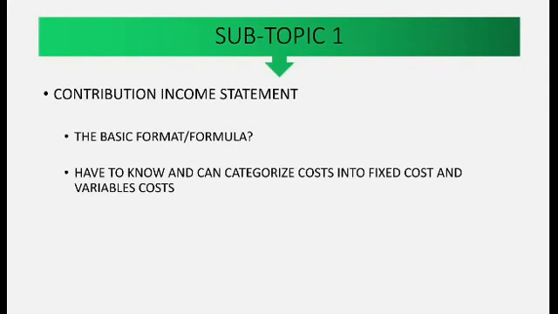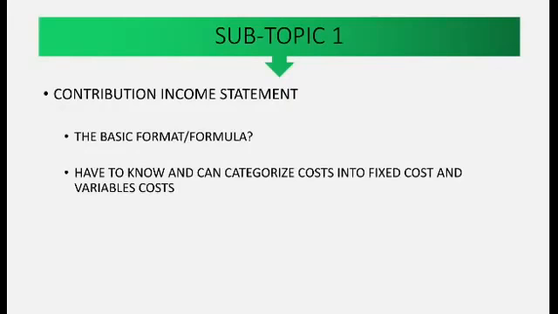Okay, subtopic 1 related to CVP analysis is about the contribution income statement. Contribution income statement is the format of income statement that is used in management accounting. The basic format or formula for this contribution income statement is like this. First, you have to show the revenue, and then you minus variable cost. You will get the contribution margin, and then minus fixed cost, you will get the net profit of a business.